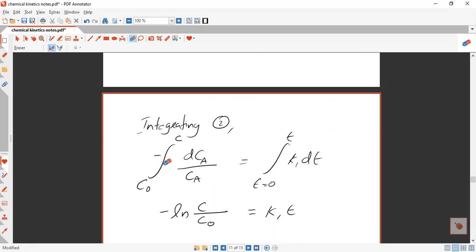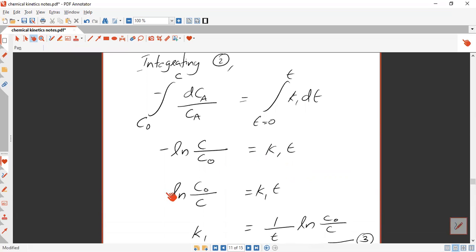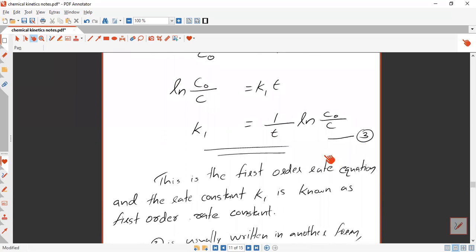Integrating, minus the integral from C0 to C of dCA by C is equal to the integral from t equal to 0 to t of K1 into dt. This gives minus ln C by C0 is equal to K1 into t. Rearranging, ln C0 by C is equal to K1 into t, and we get K1 is equal to 1 by t ln C0 by C. This is the first order rate equation, and K1 is known as the first order rate constant.